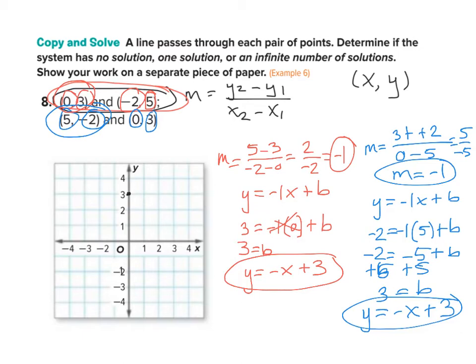So down 1 to the right 1, down 1 to the right 1. So I'm just plotting those points, and now I'm going to draw a line of best fit. So the answer for this one is infinite number of solutions.